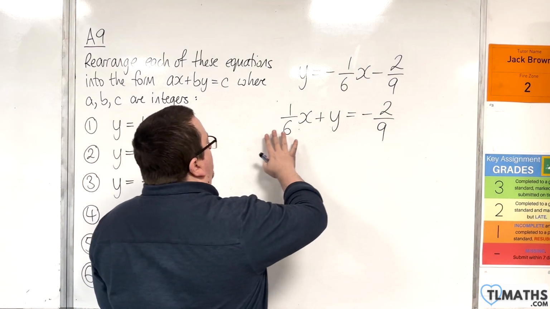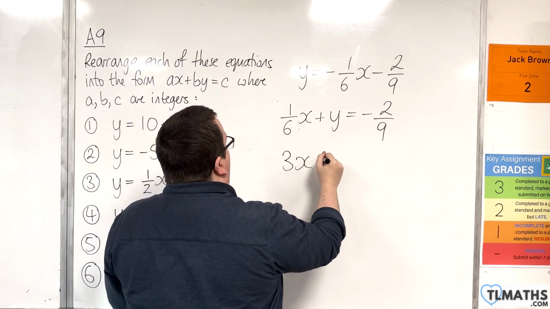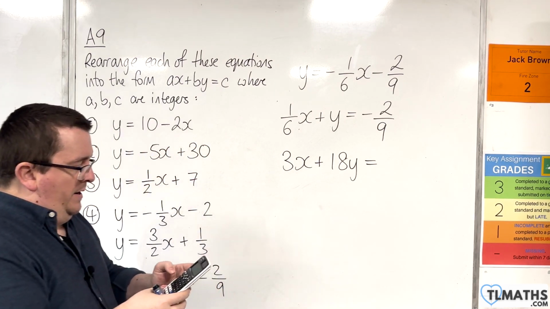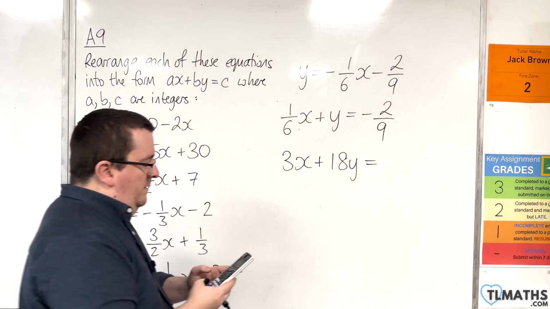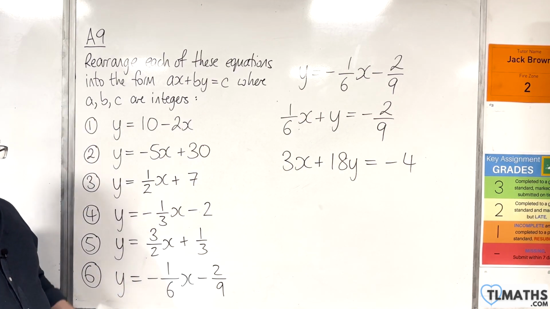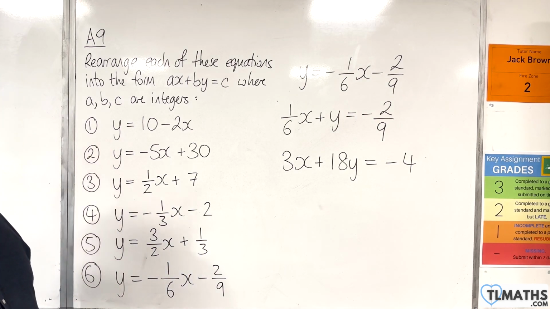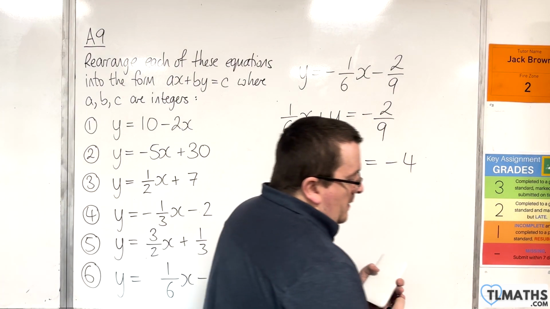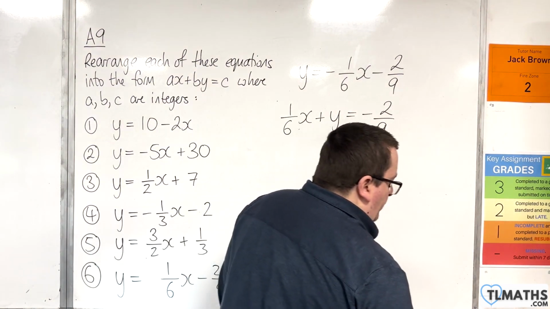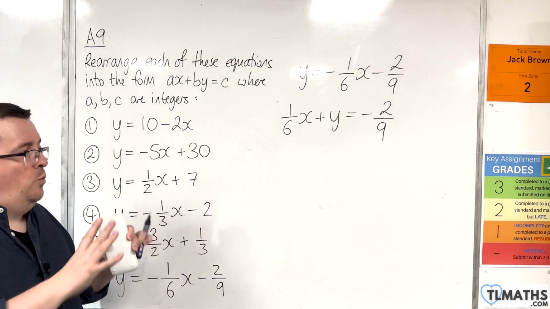So multiplying through by 18, 1/6 times 18 is 3, so 3x plus 18y equals, and then you've got minus 2/9 times 18 is minus 4. So that's multiplying through by the lowest common multiple of 6 and 9. Okay? But if you're not keen on doing it that way, then there's a slightly longer but fine way of doing things, right?